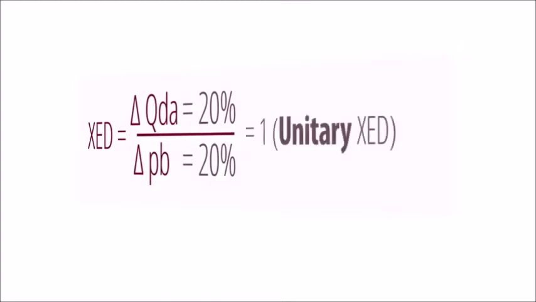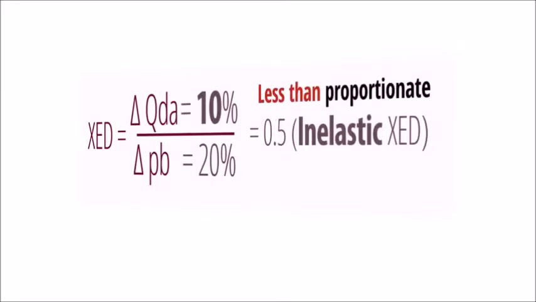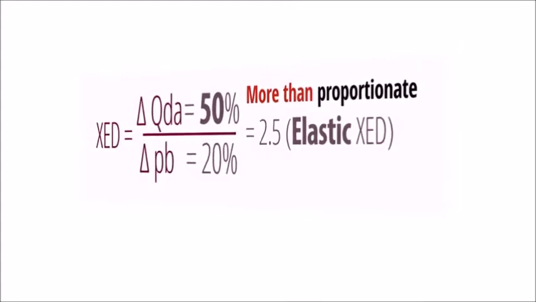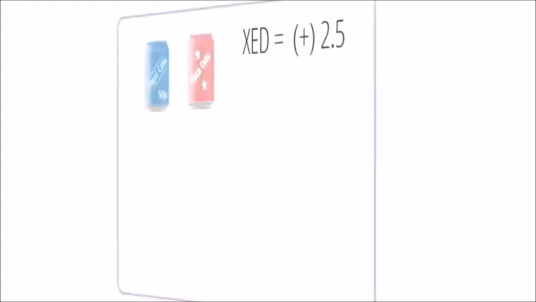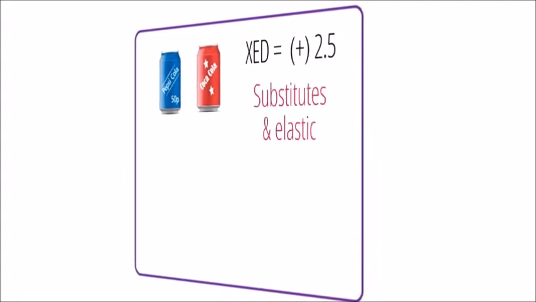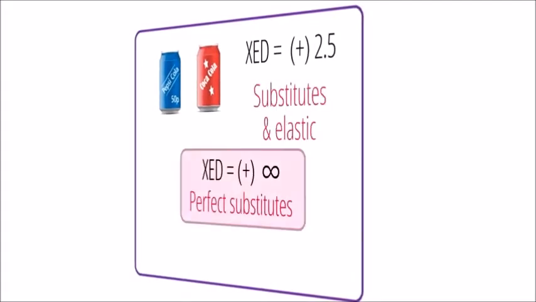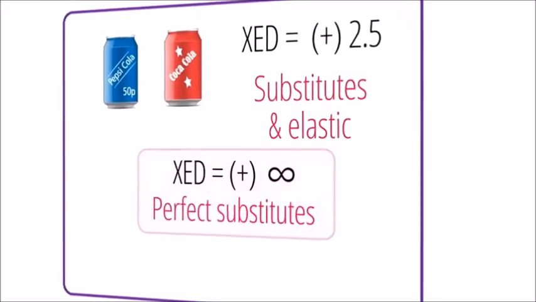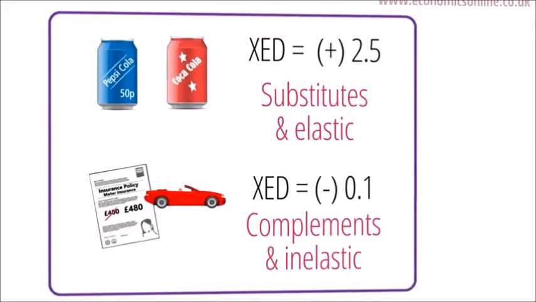When the coefficient is less than 1, the cross-elasticity is inelastic, and when it is greater than 1, it is elastic. So, in the case of Pepsi and Coke, the XED is elastic at plus 2.5, which means that Pepsi and Coke are considered fairly close substitutes. The greater the coefficient, the closer the substitute, so that if the cross-elasticity is positive and infinite, the goods are perfect substitutes.